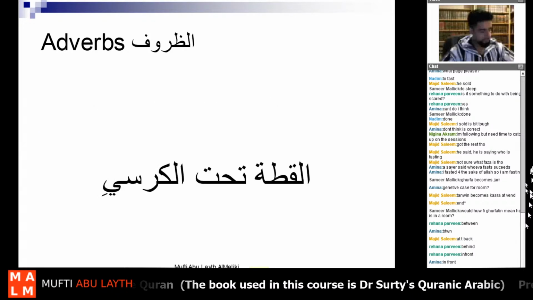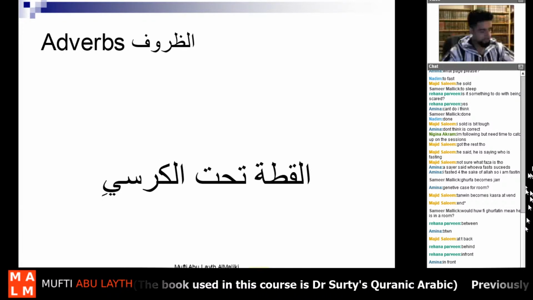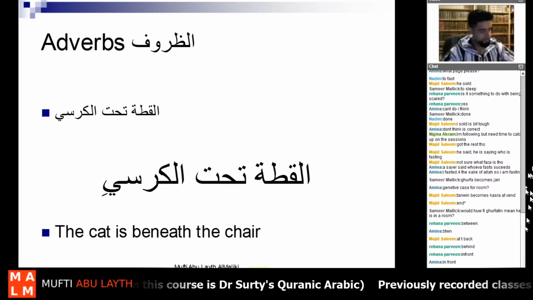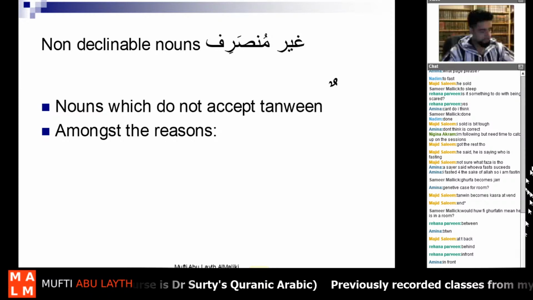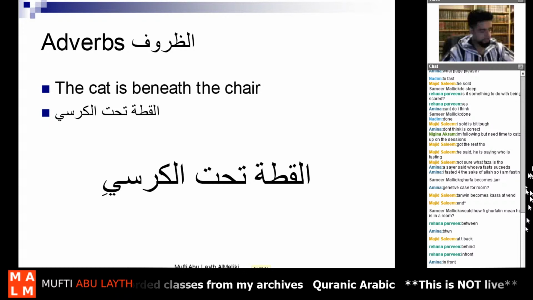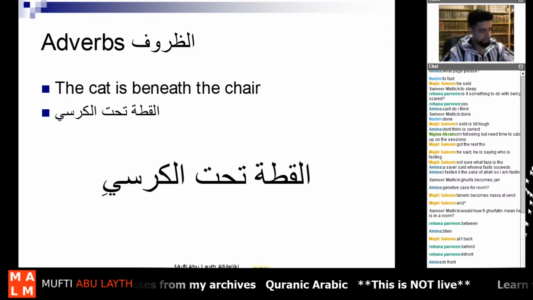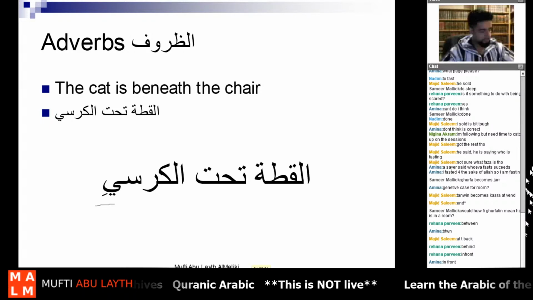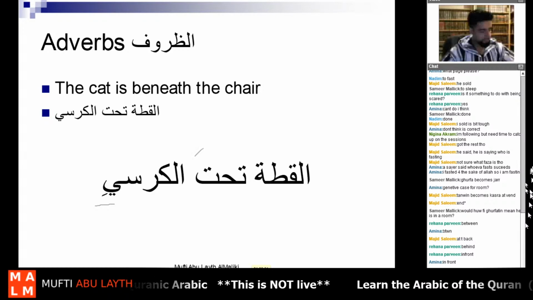Al-qittatu tahta al-kursi. Okay, al-qittatu tahta al-kursi. And you can see the cat is beneath the chair. This has the same function as the preposition. So you can see the final letter, whenever this word comes before a word, it does the same thing as a preposition does. It gives it a kasra. It places it into the genitive case. Okay, does that make sense? Yep.